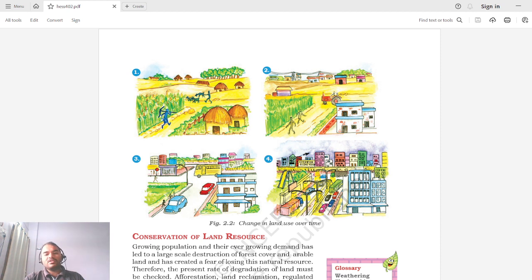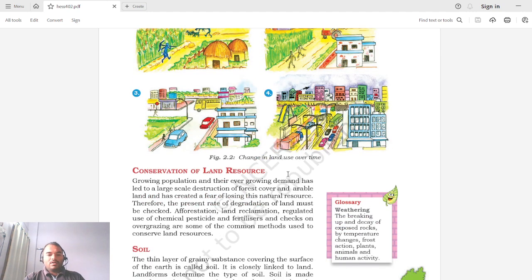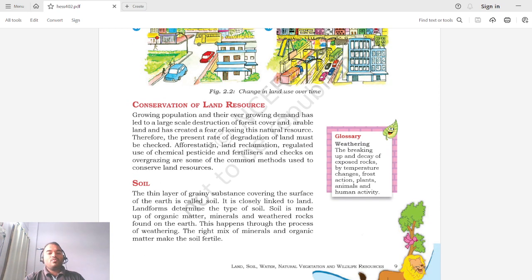You may also have seen in your nearby region how the land use has changed with respect to time. If you observe, this area which was under agriculture is now converted into a garden. So this was about the usage of land, and now we'll move to the next point, that is conservation of land resources.